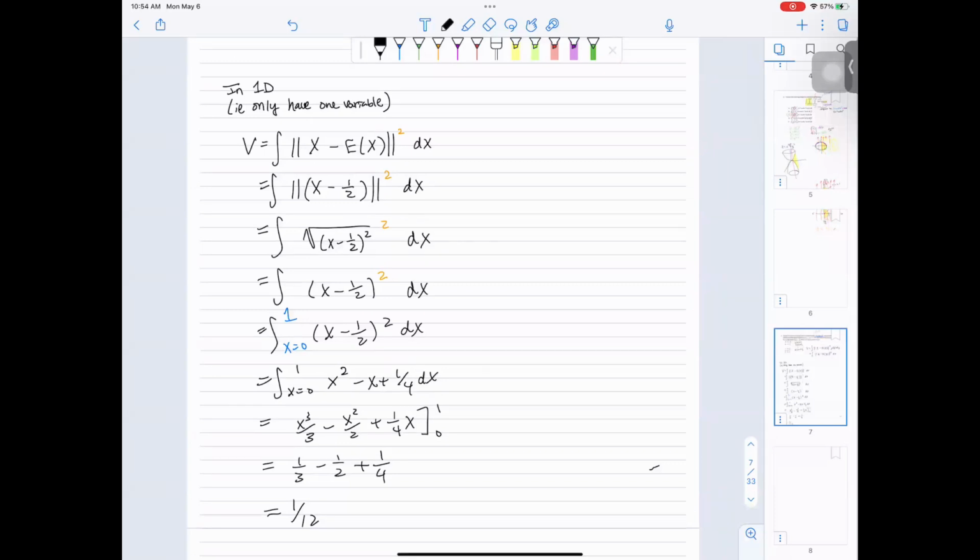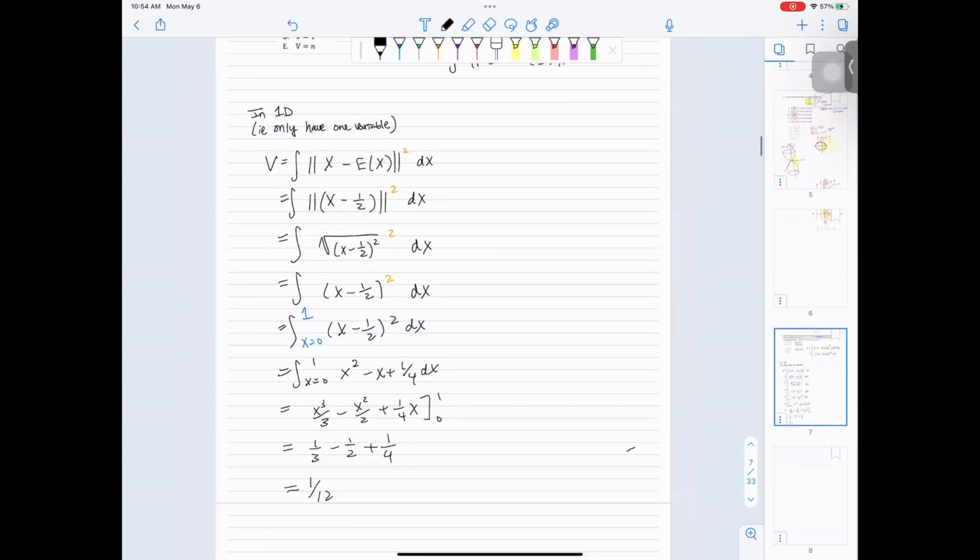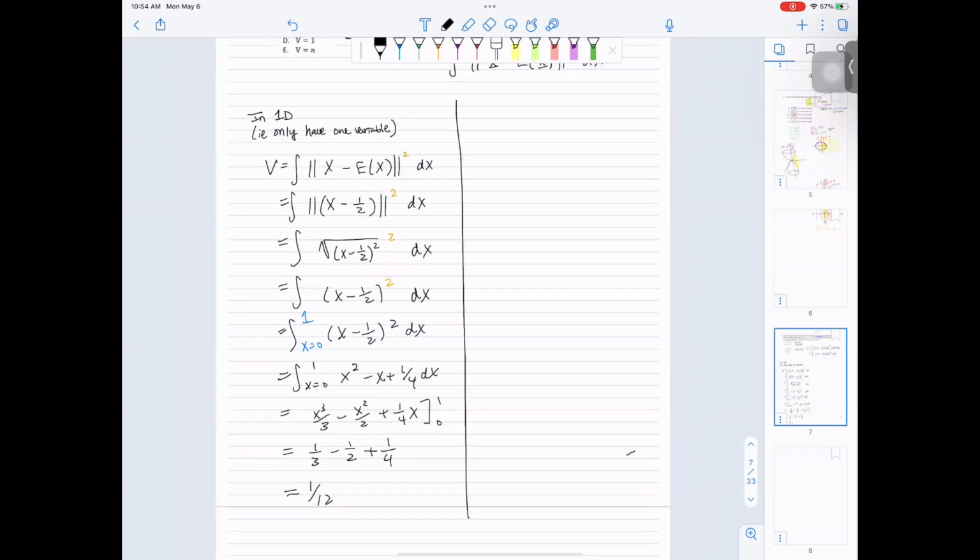All right. Questions for the first dimension? I'm not done yet, by the way. Okay, that was in 1D. Let's try in 2D, meaning I have two variables, x and y.